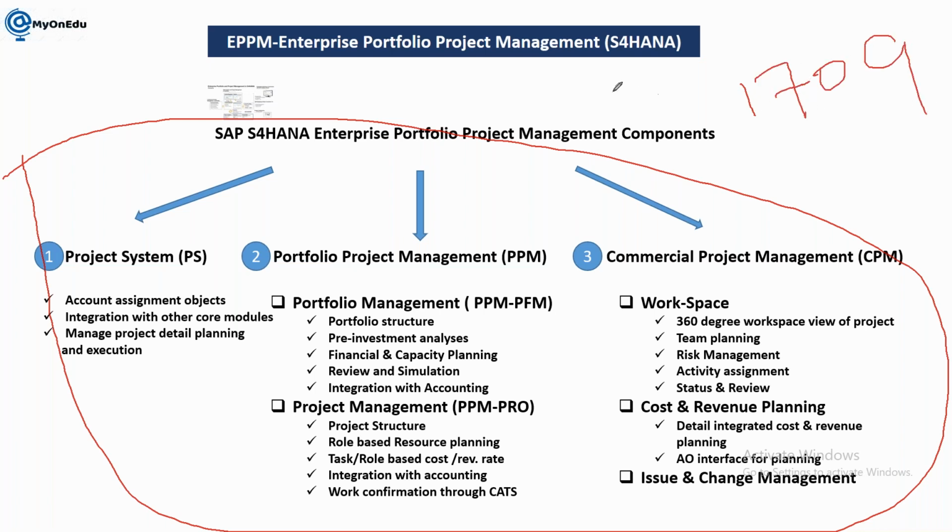So from S/4HANA 1709 onwards, all these modules come in the same EPPM space, and the license is also the same as EPPM. Altogether it comes with your core system. There is no need to go with an add-on. Before 1709, we used to have the provision to keep it as an add-on. Even in 1609 and before that, EPPM and CPM were add-ons, but after that they are part of the same core system. Now it's open for questions.